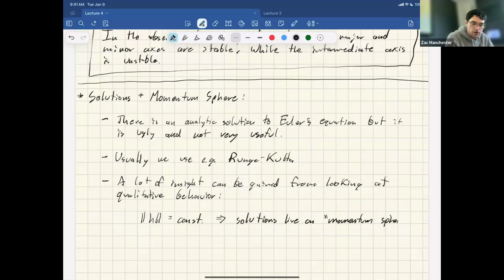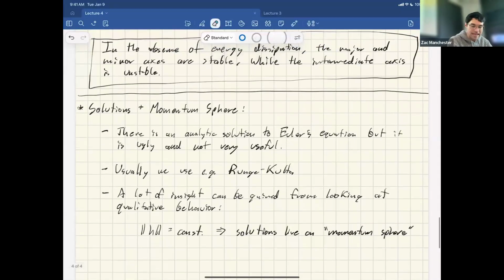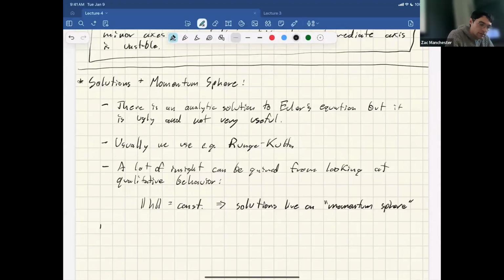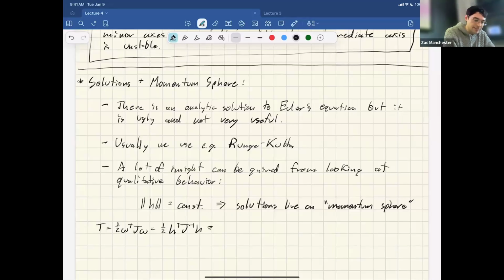And there's one other conserved quantity that we talked about, right? What's that? Kinetic energy. And in terms of H, we wrote that out before, like so. Omega, well, I've got a 1/2 in there by convention, though it really doesn't matter. So we got 1/2 omega transpose J omega. I can rewrite that in terms of H as H transpose J inverse H, right? And that's conserved.